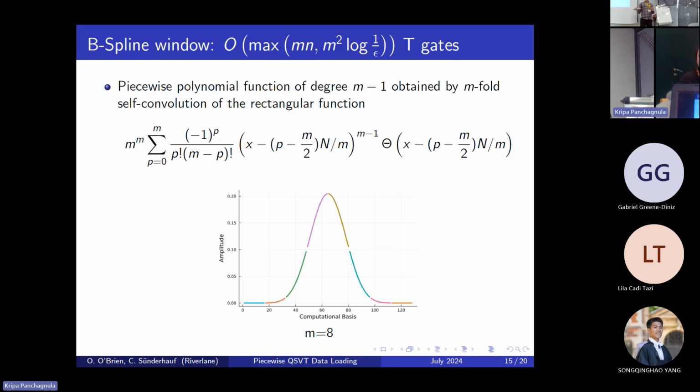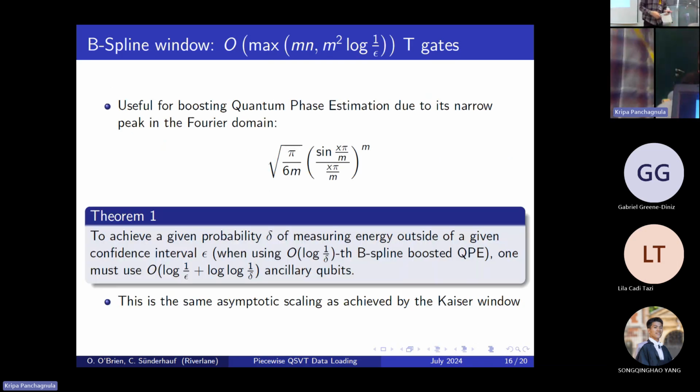And the property that makes it nice is that in the Fourier domain, it's very tightly peaked. So this is its expression in the Fourier domain. And this has a very sharp peak. And the reason that's useful is because I can use it to boost quantum phase estimation. So I'll quickly explain how you do that.